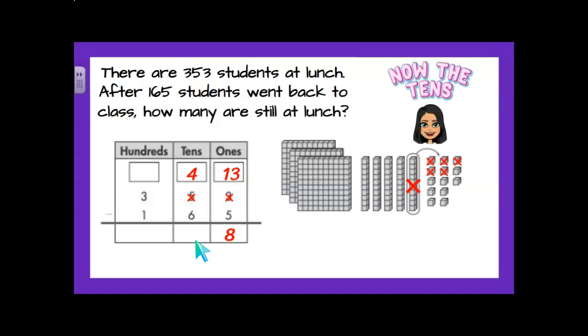Now go to your tens place. We have 4 tens minus 6. Can you subtract 6 from 4?